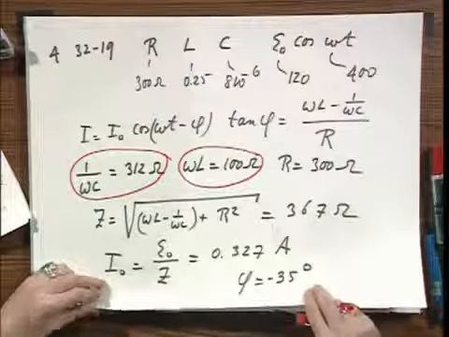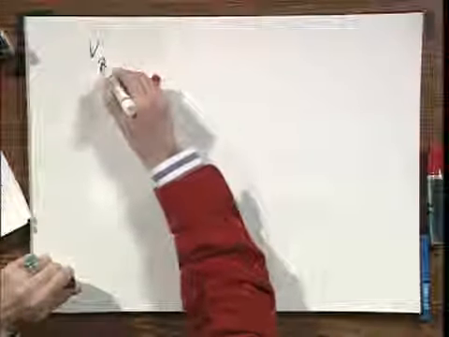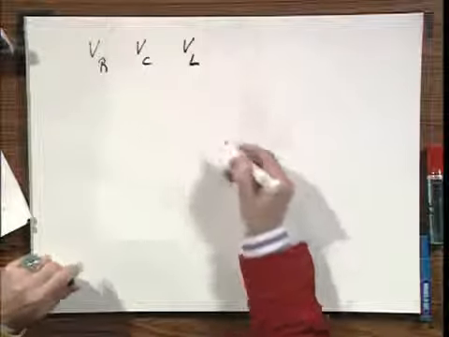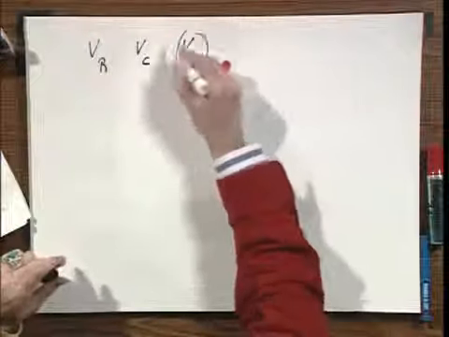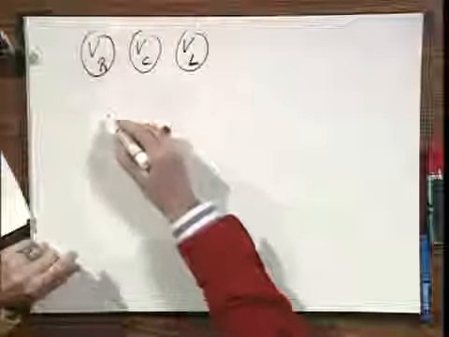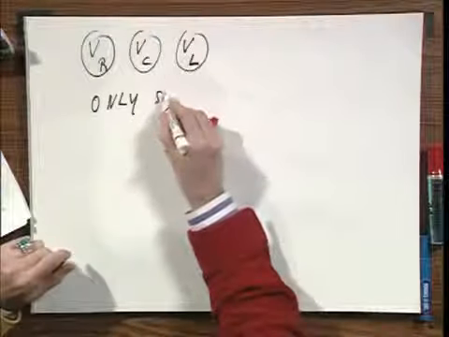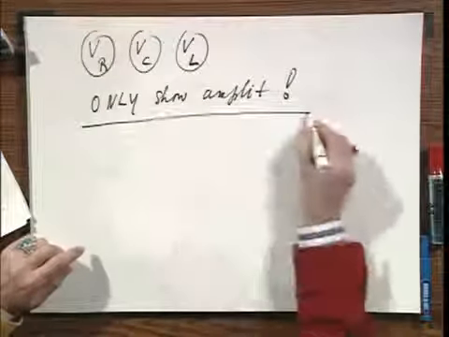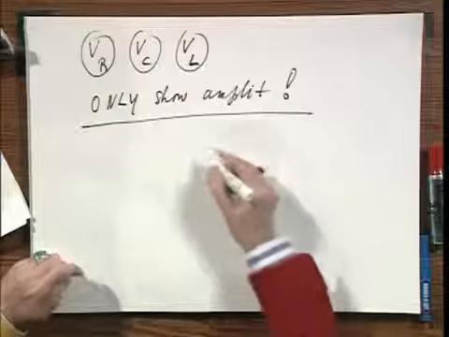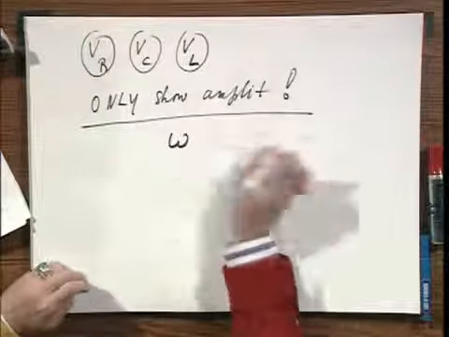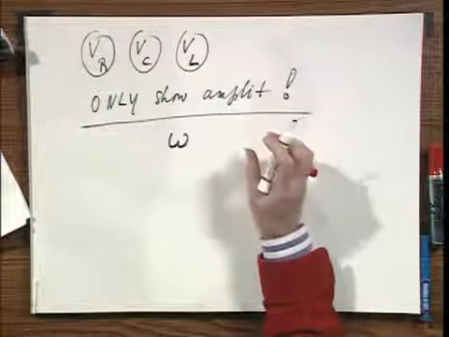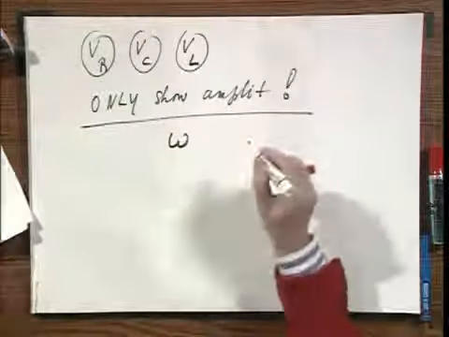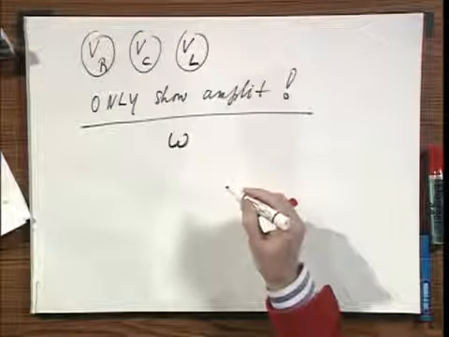If we now put voltmeters over the R, C, and the L, VR, VC and VL, as I have drawn them before, there's no sense of drawing them again, they now only show amplitudes. So all phase information is lost. You don't see them shake back and forth with frequency omega. There is no phase information. All they will indicate is the amplitude.